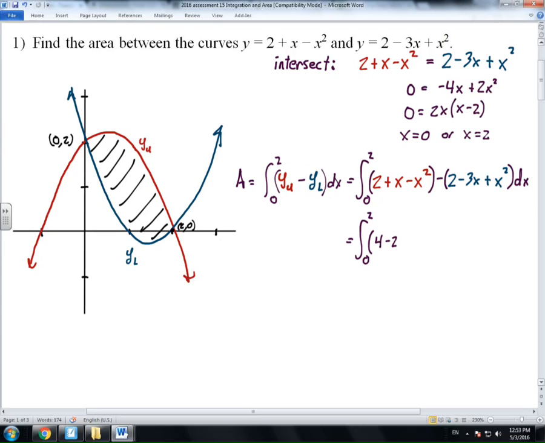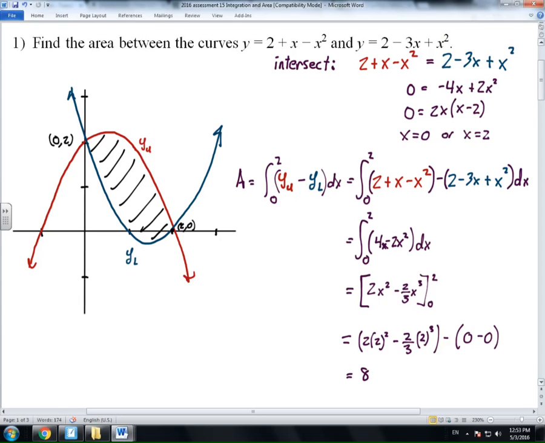So there I'm going to distribute. Don't forget to put parentheses in here, and that way you'll remember to distribute the negative, hopefully. So you'll end up with 4x minus 2x squared dx, and this was a typo, this should be 4x minus 2x squared dx, which, taking the antiderivatives, gets us 2 2/3.